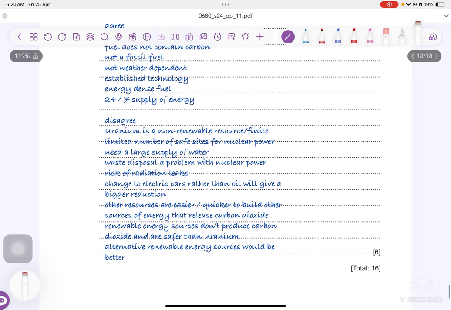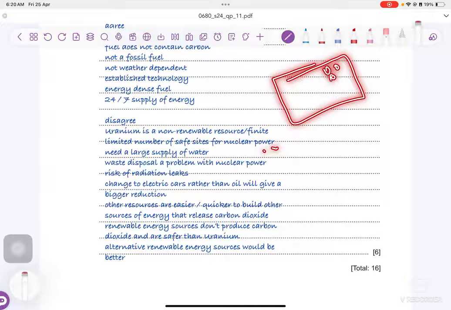Now you disagree because uranium is non-renewable, it's finite. Limited number of safe sites for nuclear power plants to be built. It's going to cause disruption to local people, like if you find a site and that site contained some buildings or villagers, or it's rural, like countryside, then you're going to cause disturbance, and the people will have to relocate, okay.